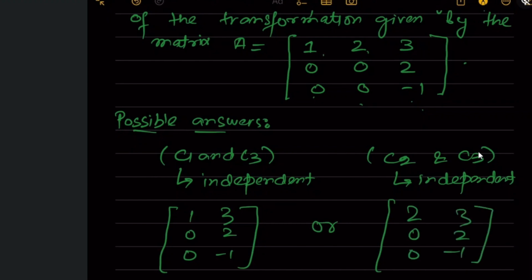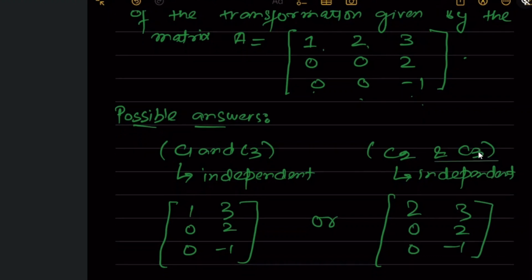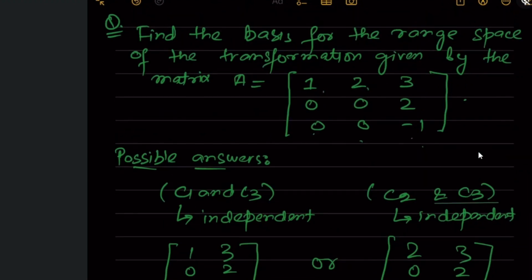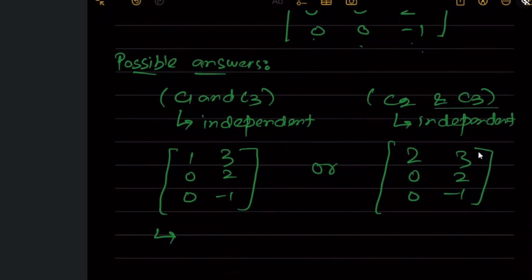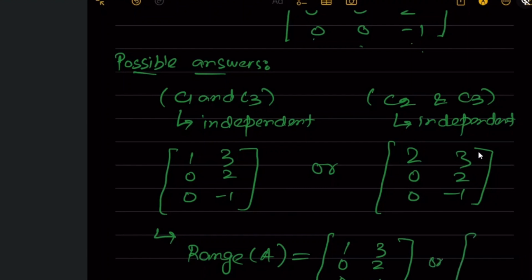So this is simply going to be the basis for the range space. These are the two possible answers, because the question from where I took it was an MCQ type question, and it had 4 options and only this one was given as the correct option. This was not present there, but these are the two possible answers. This is also correct and this is also correct. So the range of A is from these two only. Understood this one? Yes. Note it down.